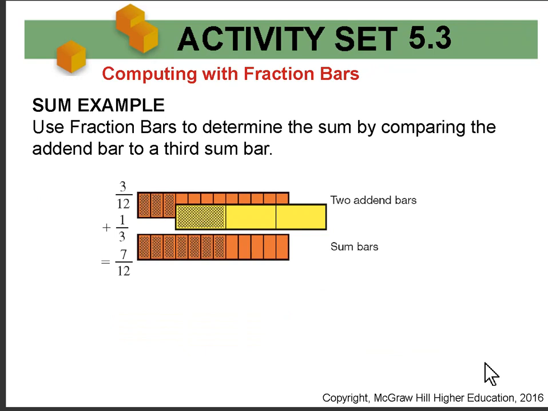Here's an example of adding with fraction bars. You can see the two addends, 3/12 and 1/3, are lined up. They don't necessarily need to overlap like that. And there's a sum bar that shows their total shaded area of 7/12.